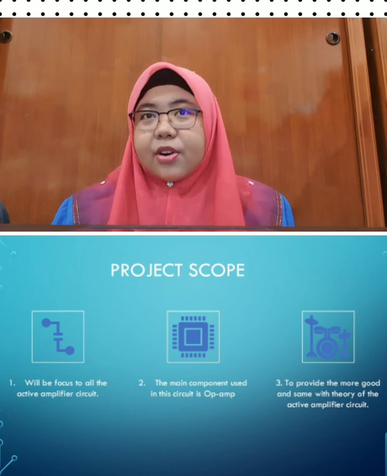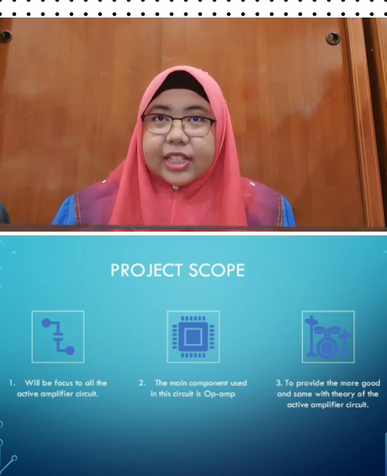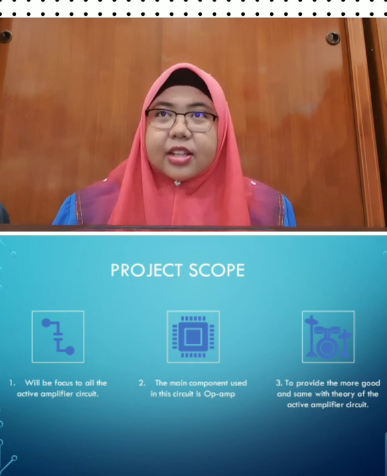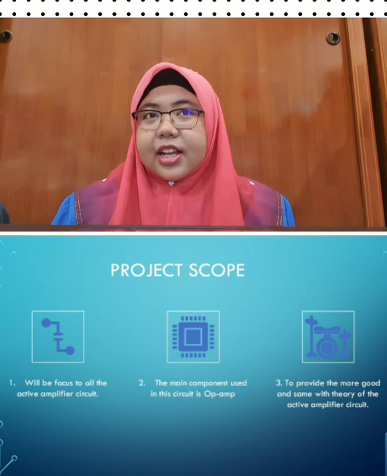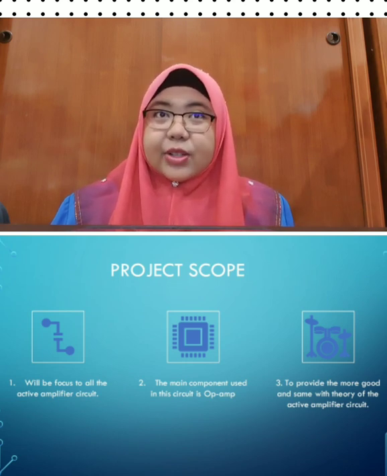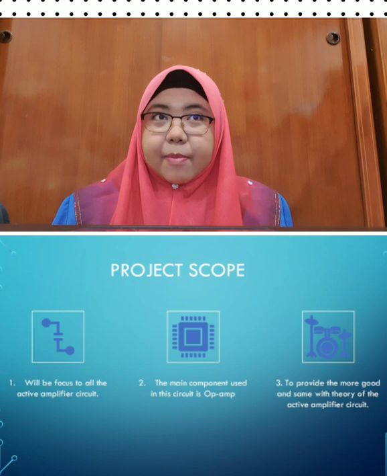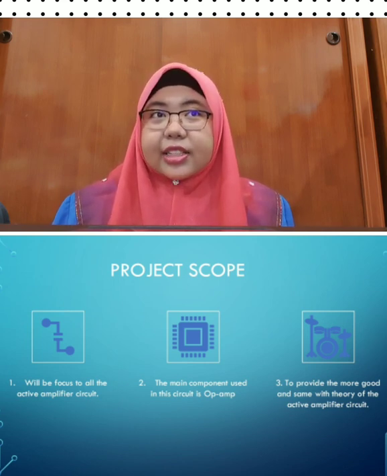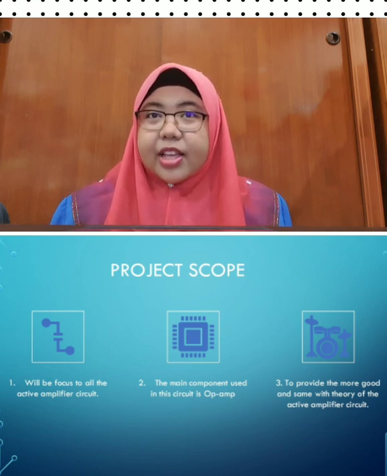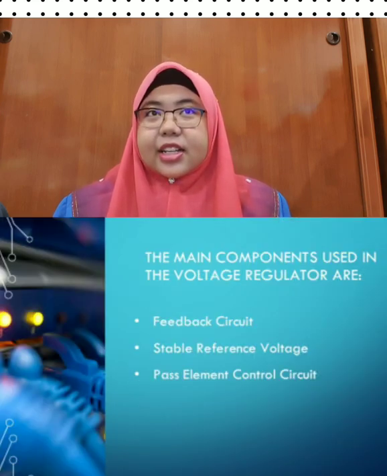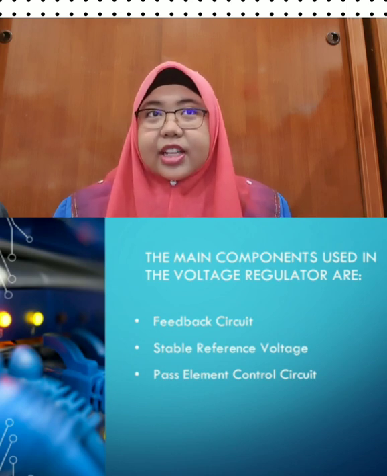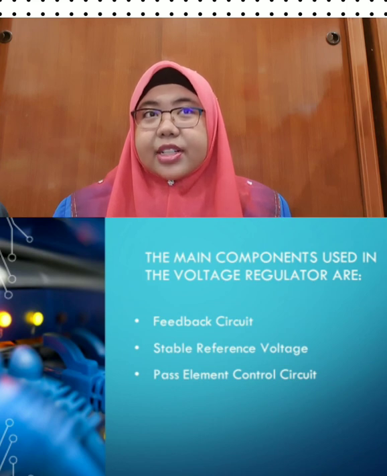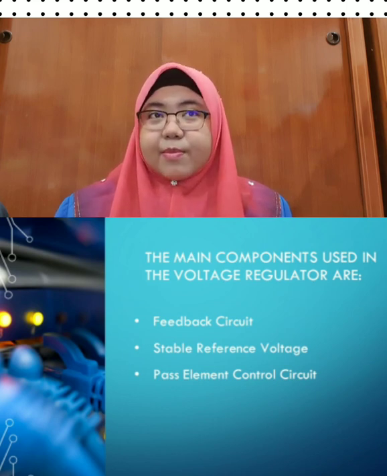The project scope for the experiment is, first, we focus on the active amplifier circuit. Next, the main component used in this circuit is the op-amp. Lastly, to provide a better and sound theory of the amplifier circuit. The main components used in the voltage regulator are, first, the feedback circuit, second, the stable reference voltage, and next, the pass element control circuit.